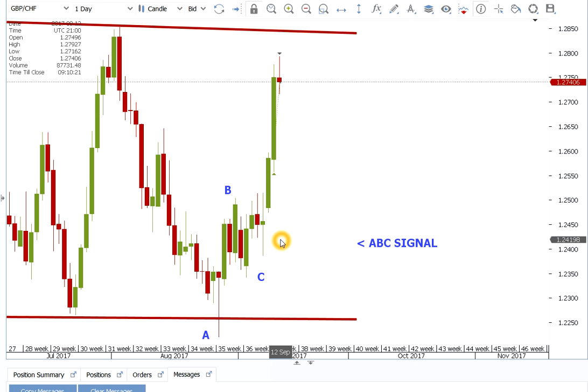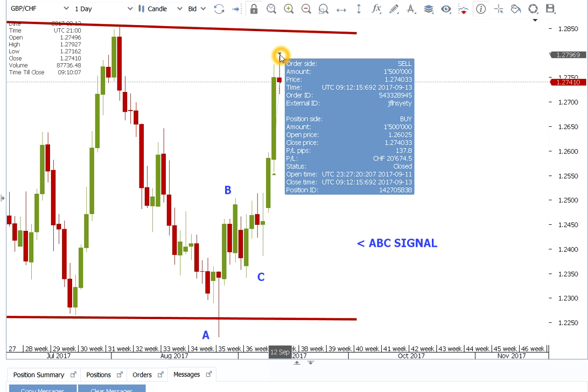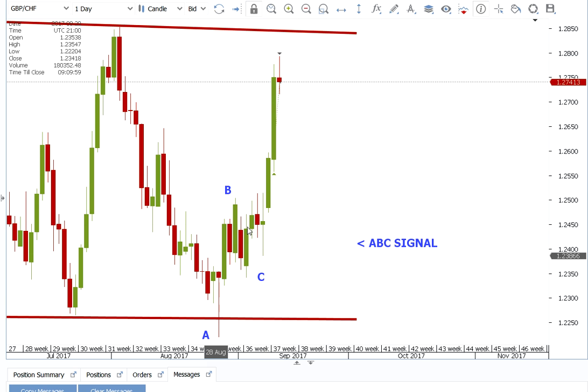Now, this trade took place on the pound Swiss franc, where I took advantage of the strong bullish ABC signal that was formed at the support boundary of the large pennant setup on the daily chart. This provided me with a gain of 137 pips within just a day and a half, as the market rallied and responded to this ABC signal, taking us to an area just below the resistance boundary of this pennant setup.